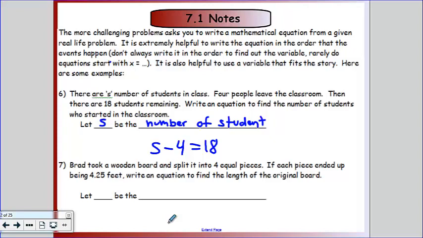Okay, I'm going to go over number 7 here. Brad took a wooden board and split it into 4 equal pieces. If each piece ended up being 4.25 feet, write an equation to find the length of the original board. I'm going to use the variable b, but you might have used a different one. And I'm not just going to let it be the board. I'm going to let it be the length of the board, something that's measurable.